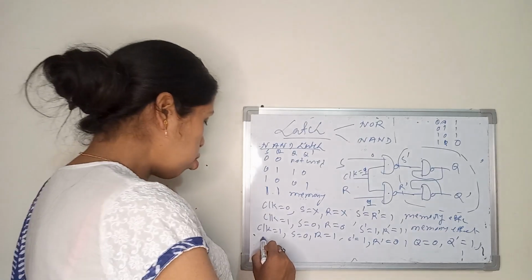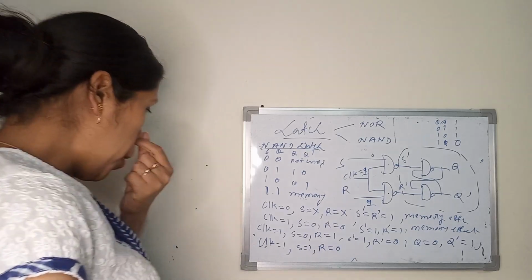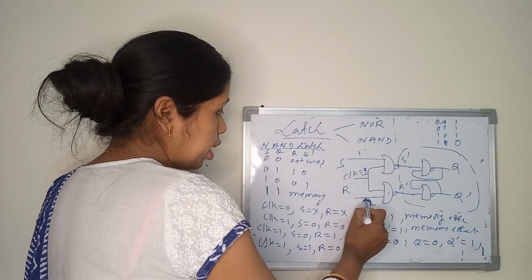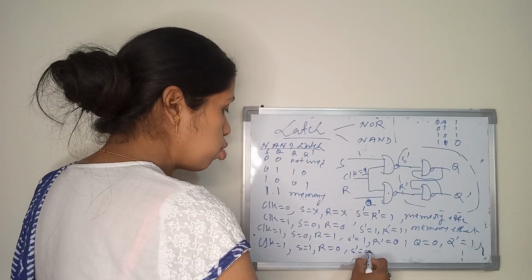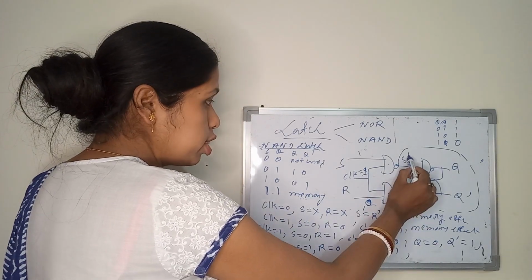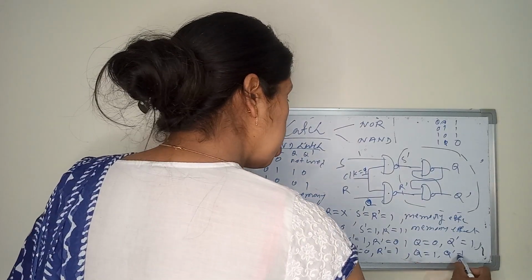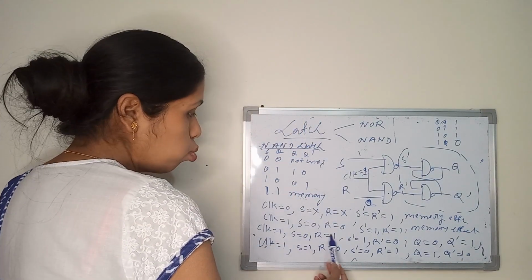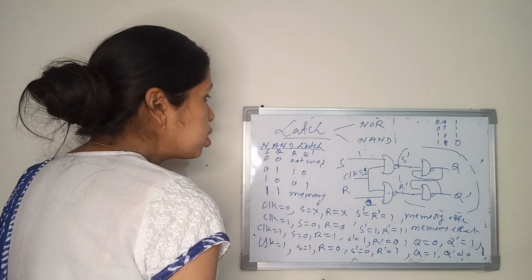Okay, now clock is 1 again, S is equal to 1, R is equal to 0. Clock is always 1, and 1 1 means my S prime is 0, R prime is 1. So if this is 0 and this is 1, it is 1 0. Q is 1 and Q prime is 0. That means when giving 1 0, I am getting 1 0. For 0 1, that means 0 1, that is called the reset condition. For 1 0, here it is 1 0, it is the set combination.